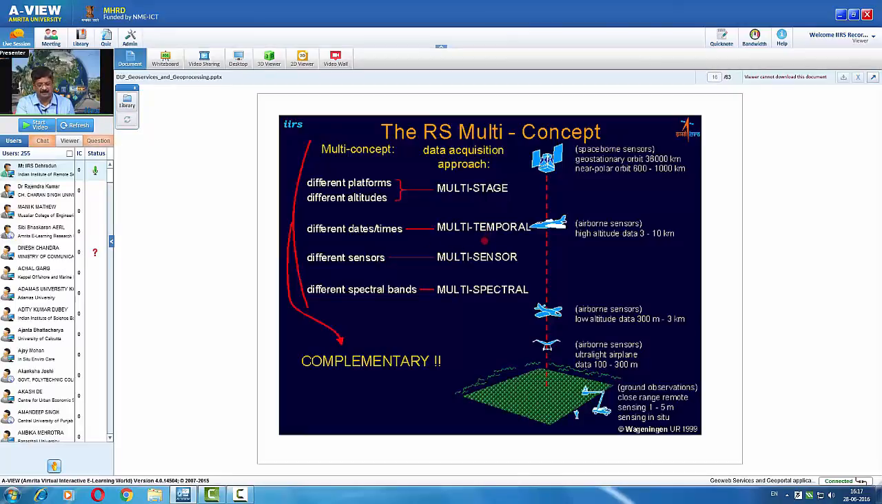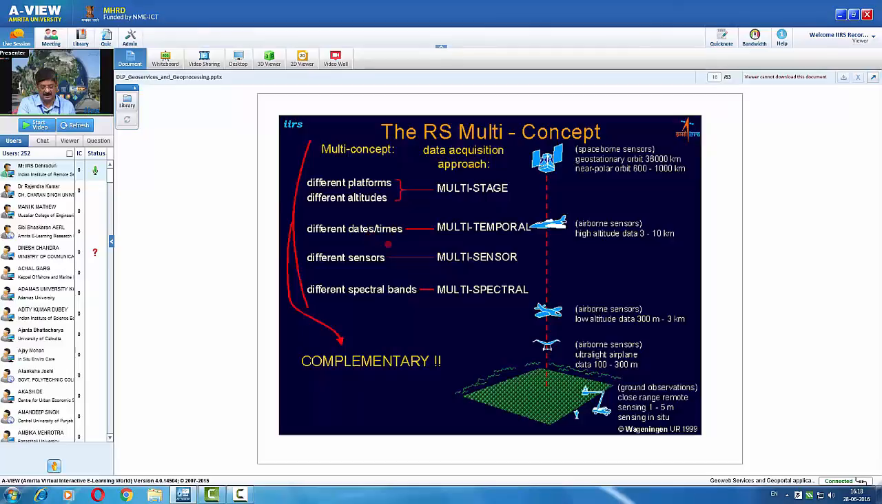This is important, particularly when you want to know the change in direction. Suppose pre-floods and post-floods: how much is the disaster, or how much area is being affected by the floods, can be monitored only through change detection analysis, for which you require different dates of products for you to analyze. Then we also have different sensors.